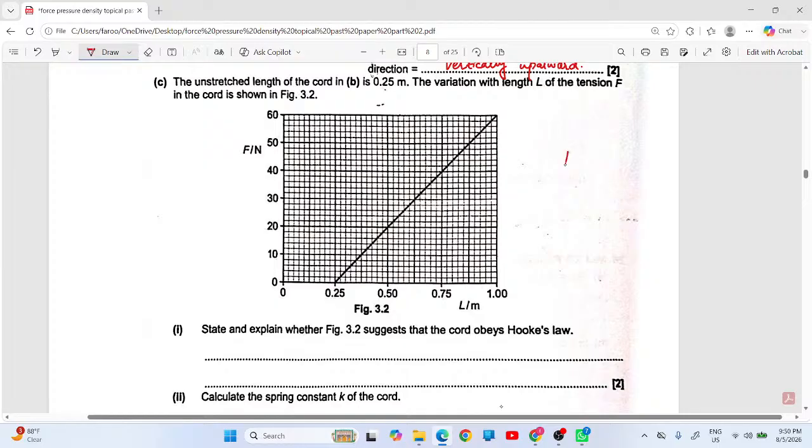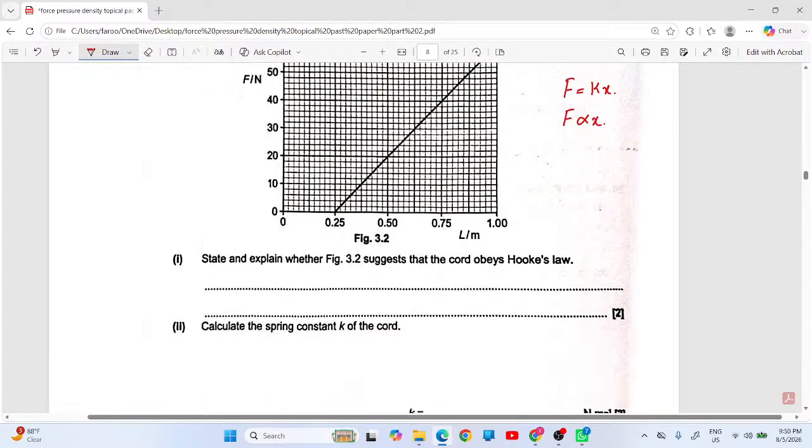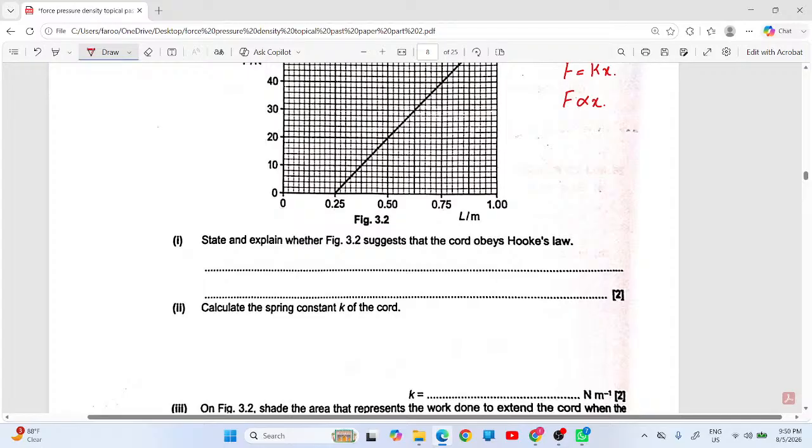Or obey Hooke's law. Hooke's law is F equals Kx. You can write E or X. So it means there is a direct relation between F and X. So here we write that initially, when the force is zero, the extension is also zero. Second point is the graph is a straight line.